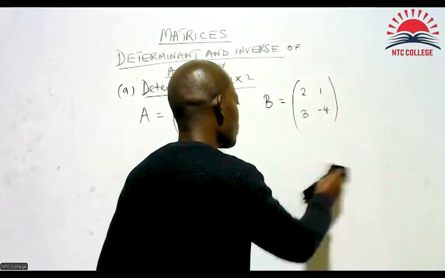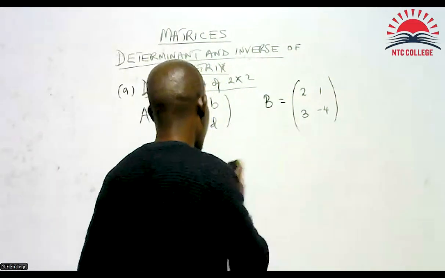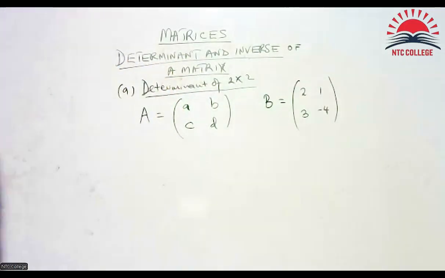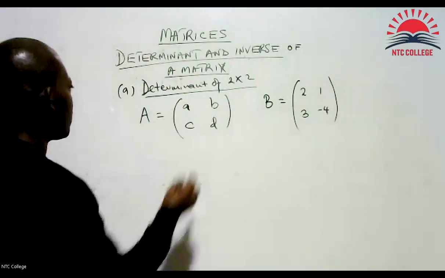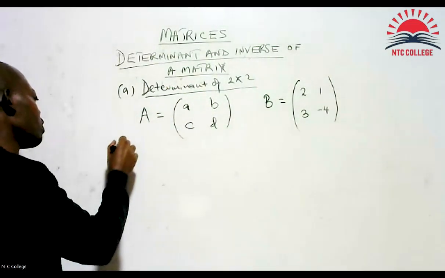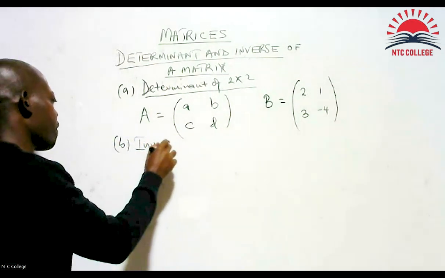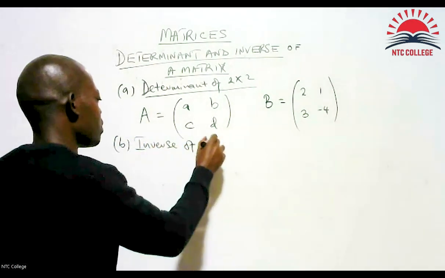Now let's proceed with the understanding of the determinant. I'd like us now to explain the inverse of a 2 by 2 matrix. So that is the determinant. We go to B inverse of 2 by 2.